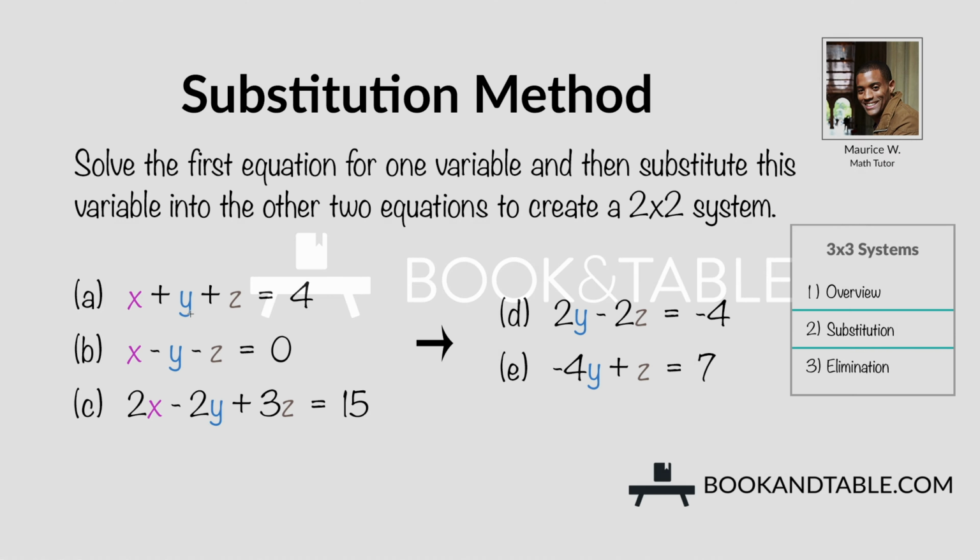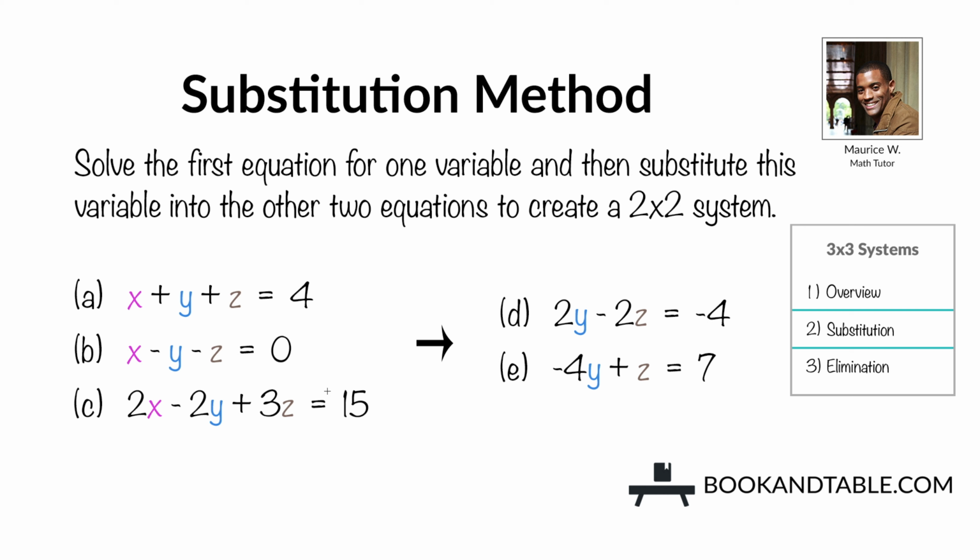Let's now review the substitution method. This will help us find x, y, and z when each is present in all three equations. So we can no longer use back substitution for these cases. What we'll do is first solve the first equation for one variable, and we'll always solve for x first. And then we'll substitute this expression for x into the other two equations, B and C.